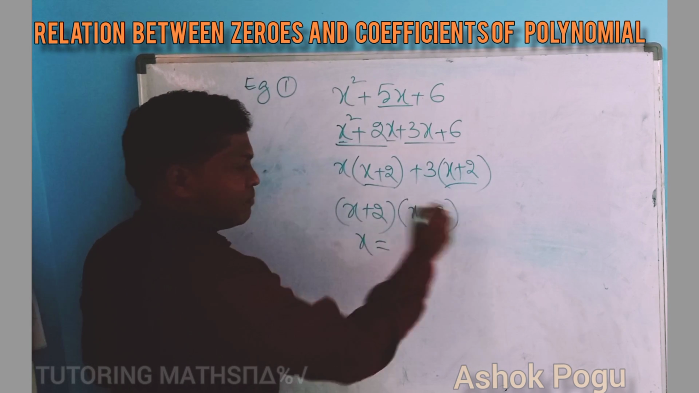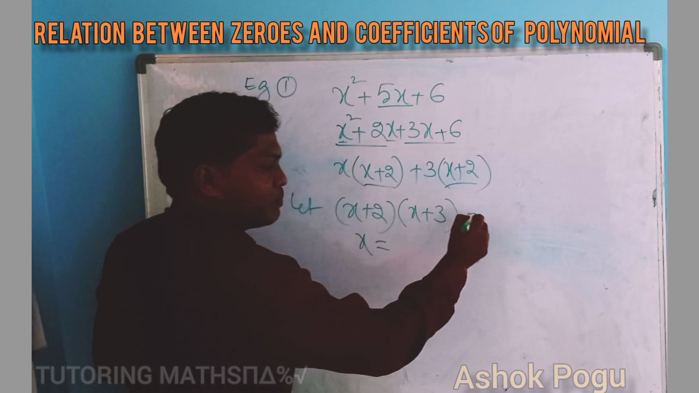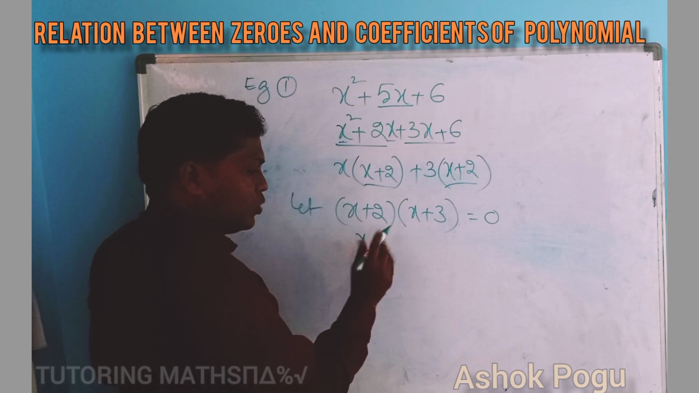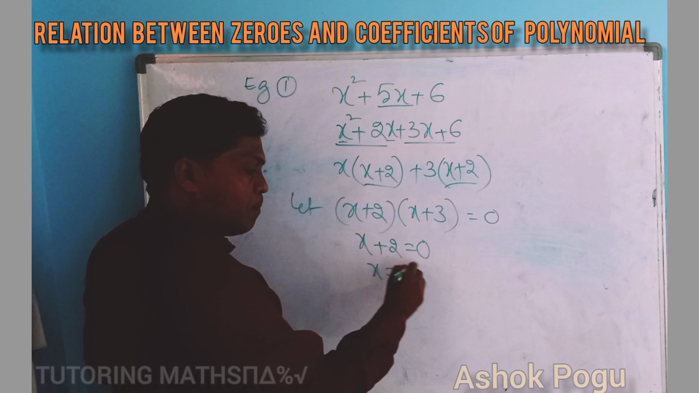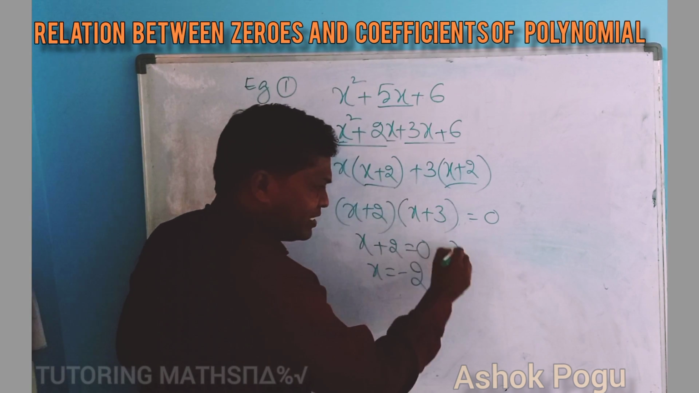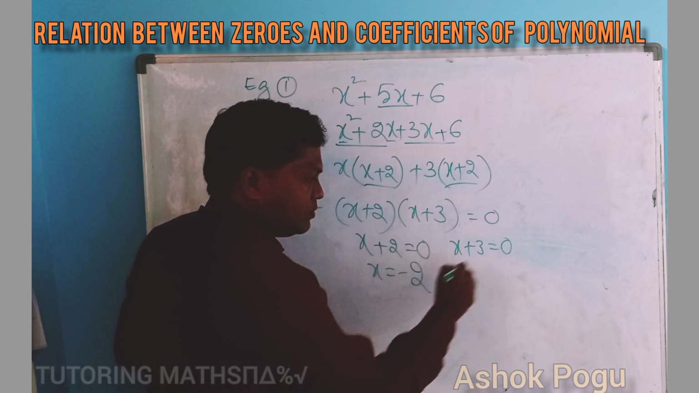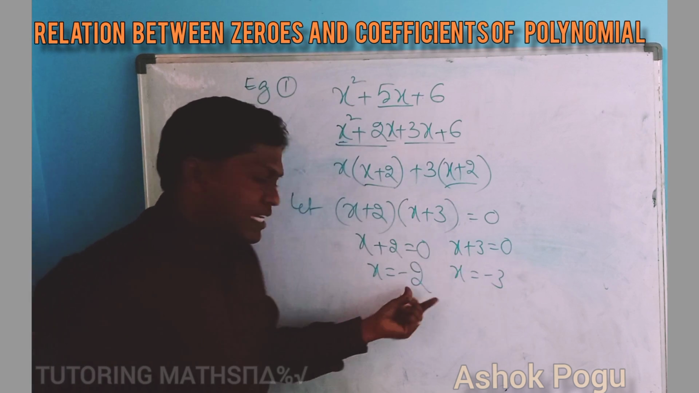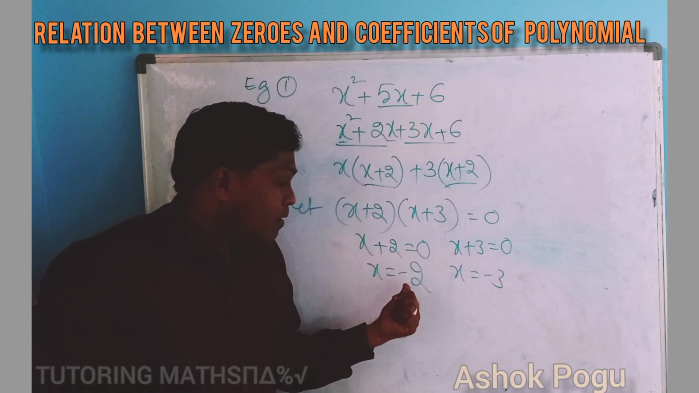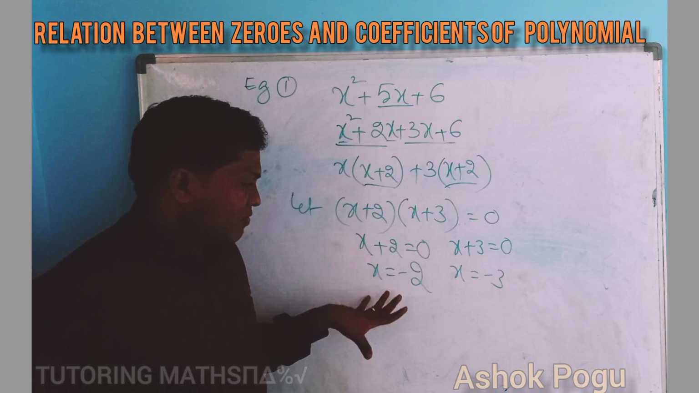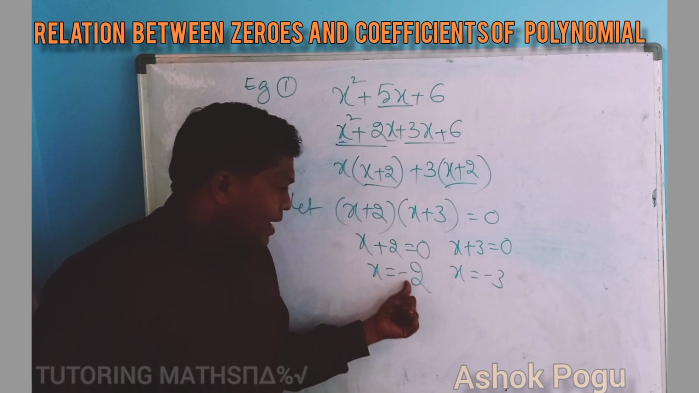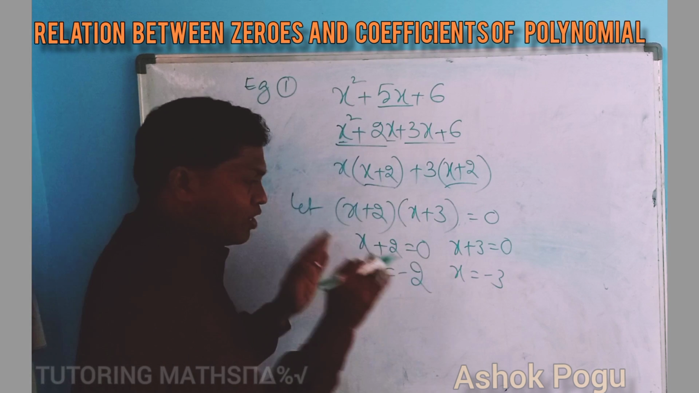Let x plus 2 into x plus 3 be 0. Then x plus 2 is equal to 0 and x is equal to minus 2, and x plus 3 is equal to 0, then x equals minus 3. Now we have got two zeros, minus 2 and minus 3. What are the two zeros? Minus 2, minus 3.